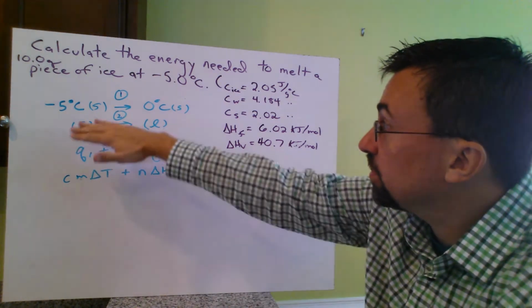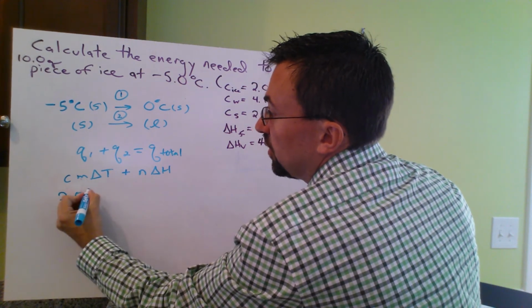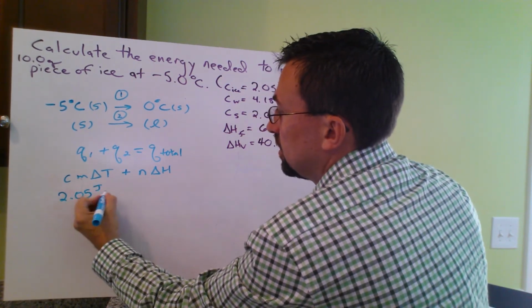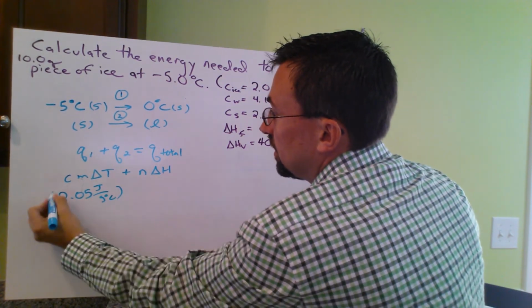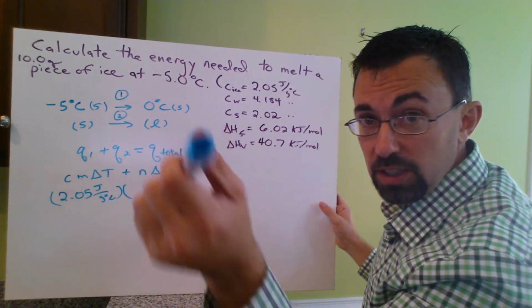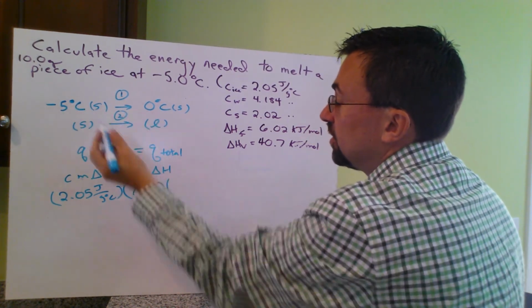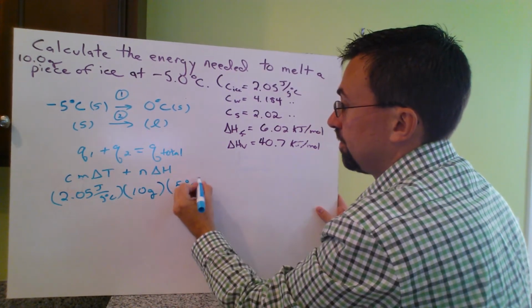So this first part's obviously ice, so let's use that one. Depending on your source, you might get 2.05, 2.06 joule per gram degree Celsius. My mass is 10 grams. Grams and grams, they match. Good. Double check. Always double check. 10 grams. And my change in temperature is 0 minus minus 5, or 5.